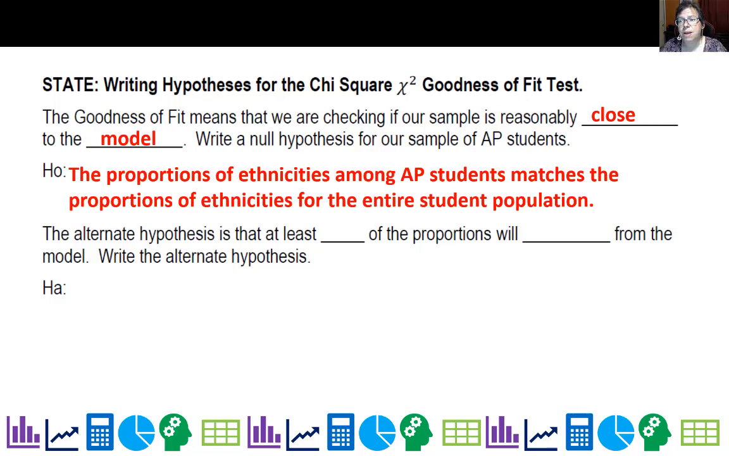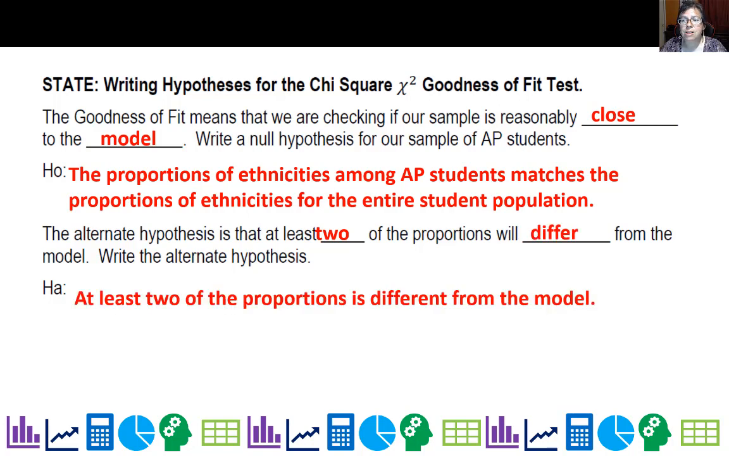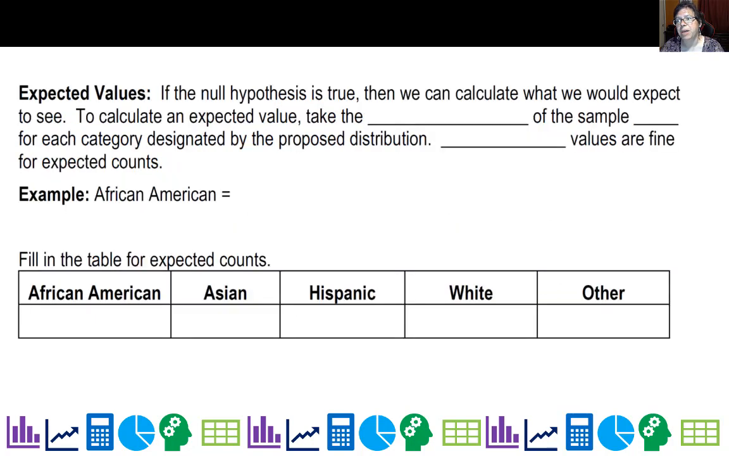Now, the alternate hypothesis is that at least two of the proportions will differ from the model, all right? And that's pretty much how we can say it. At least two of the proportions is different from the model. And why two? Well, if one of the proportions is off and it has to add up to 100%, that means two of the proportions are off at a minimum, okay?